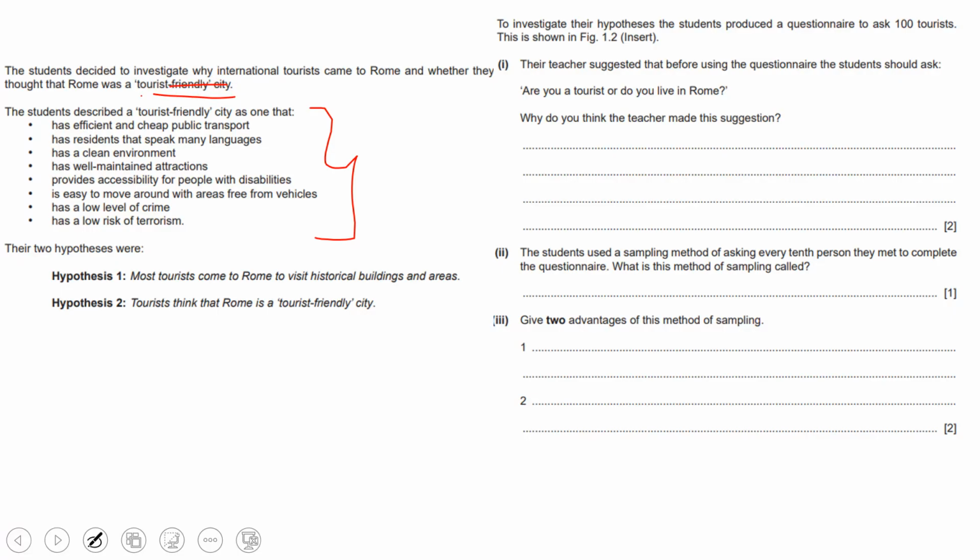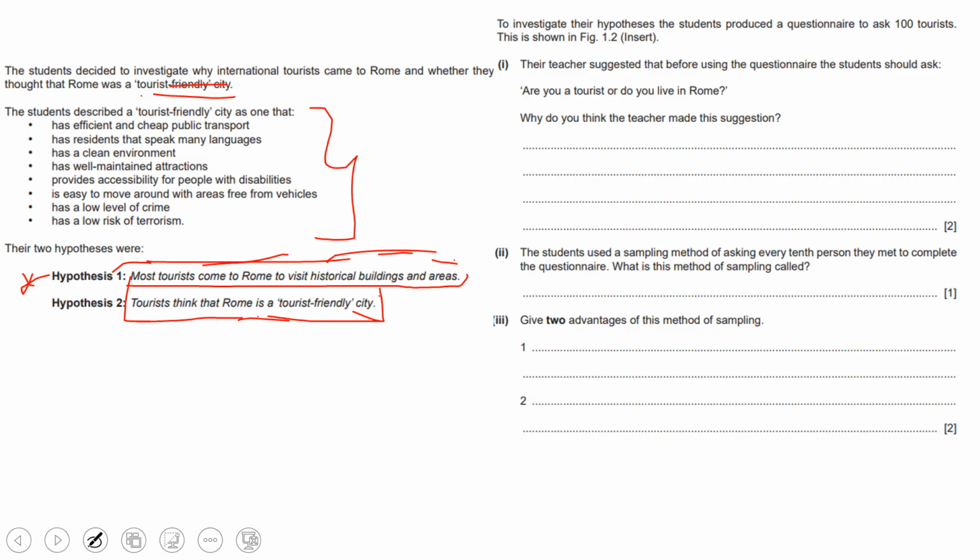Okay, now, the student came up with 2 hypotheses which they would like to test in this investigation. Hypothesis 1 is that most tourists come to Rome to visit historical buildings. That's their first hypothesis. The second hypothesis is that tourists think that Rome is a tourist-friendly city. Okay, so let's move to the next question. Based on the data that will be given to you in the paper 4, that is what you use to come up with conclusions regarding these hypotheses.